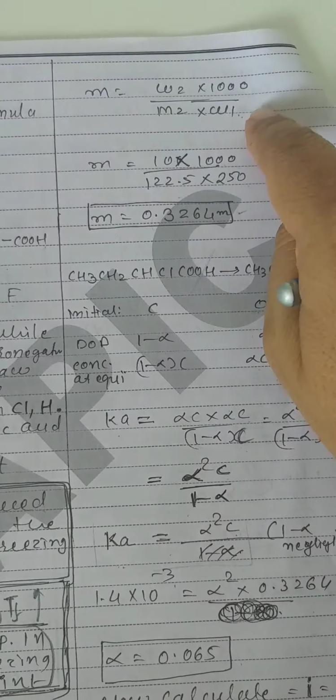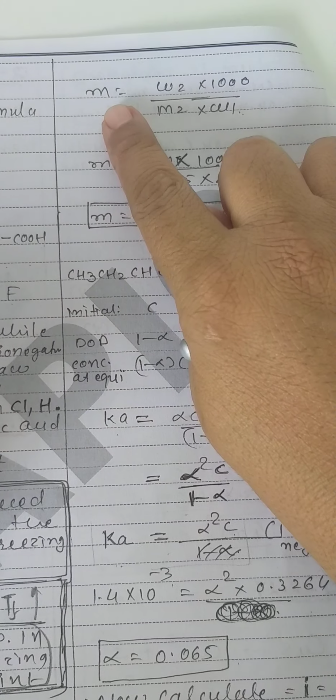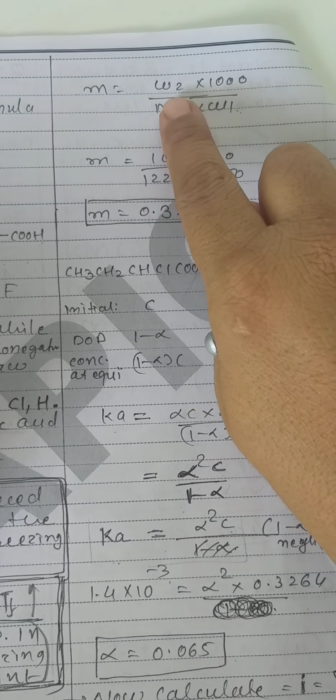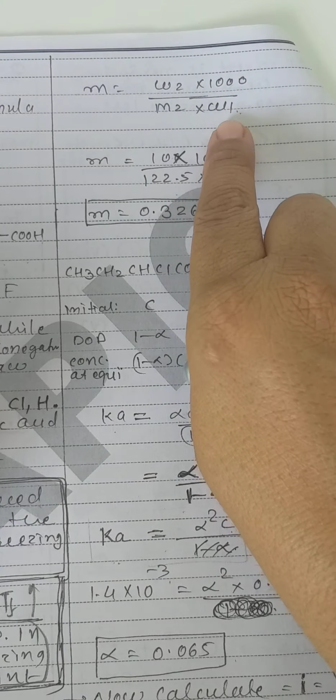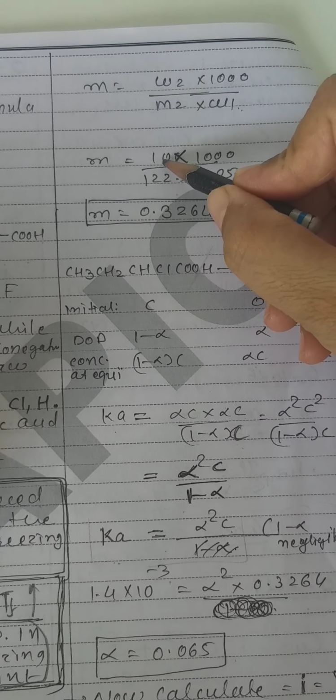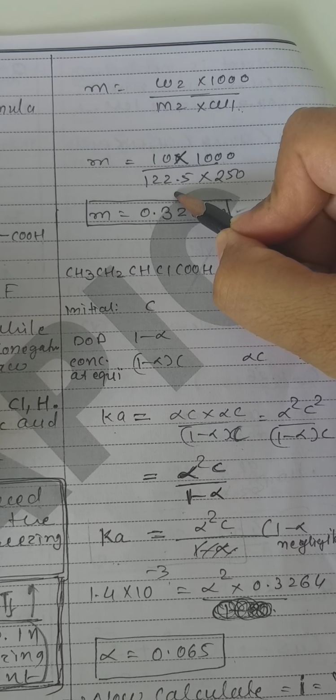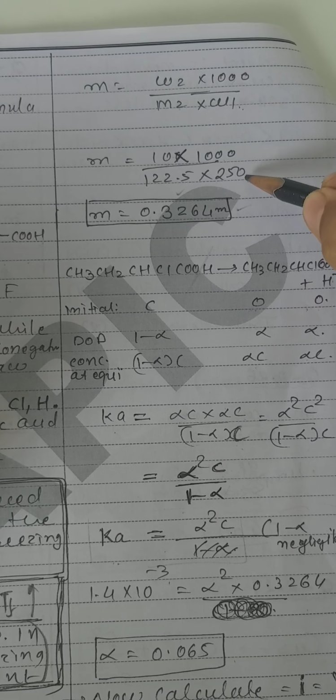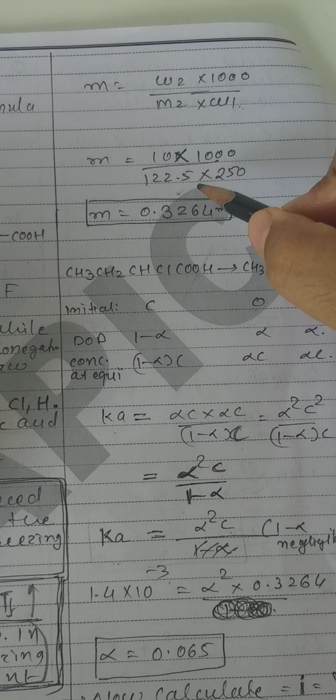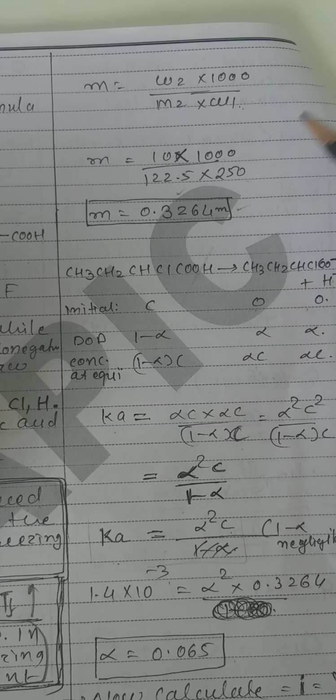So what is the formula? Molality. Molality is equal to W2 into 1000 upon M2 into W1. W2 that is given mass of the solute 10 gram, 1000, 122.5 molecular mass, you calculate. W1 is 250 gram. So molality is 0.3264 molar. Now let's write down the equation.